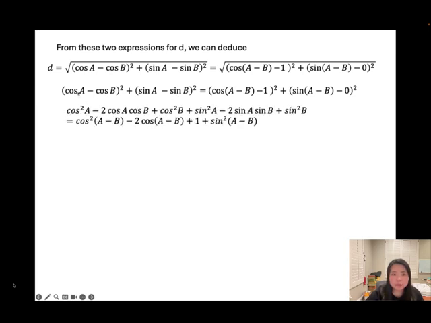So on the left hand side, you're gonna see cos²A − 2 cos A cos B + cos²B. And then the second one, same idea: sin²A − 2 sin A sin B + sin²B. Equal to, on your right hand side, same thing: cos²(A − B) − 2 cos(A − B) + 1. And this one, since this is going to be equal to 0, I'm only left with sin²(A − B).